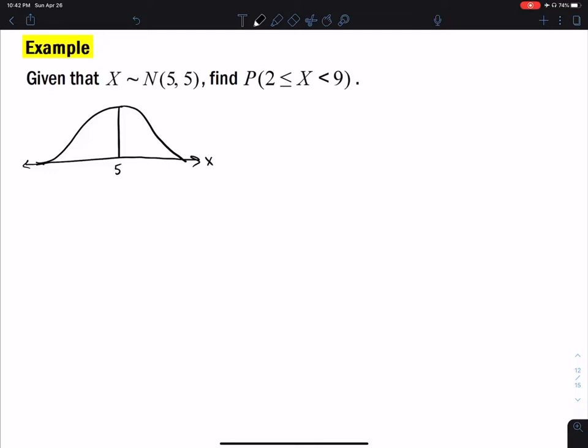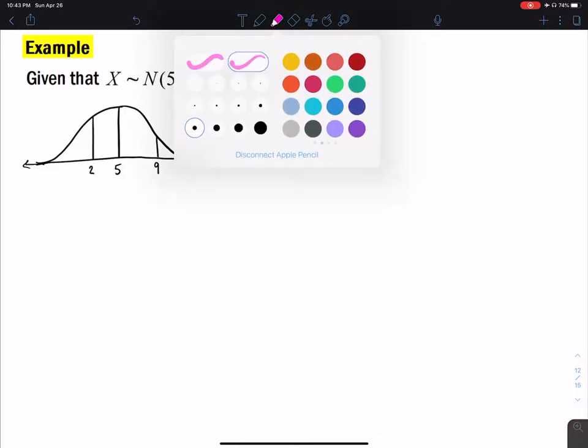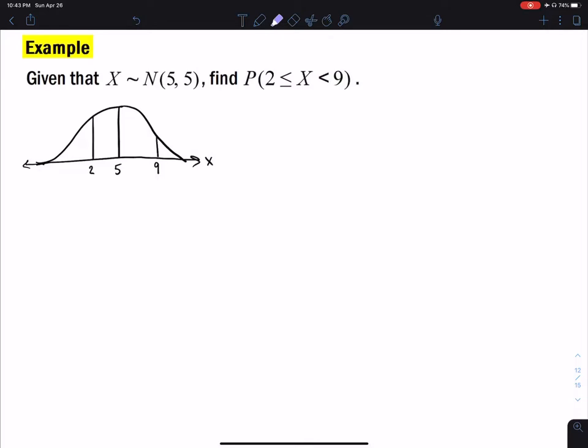So 2 is obviously going to be to the left of 5, and 9 is going to be a little farther to the right. So it's 4 spaces away versus 3. The more you draw this to scale, the better it's going to be for your understanding.